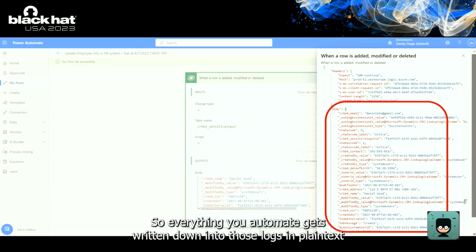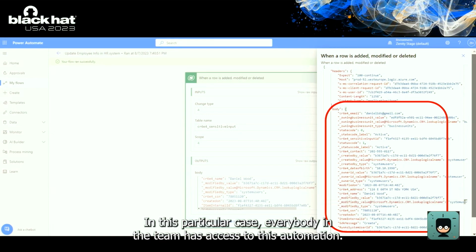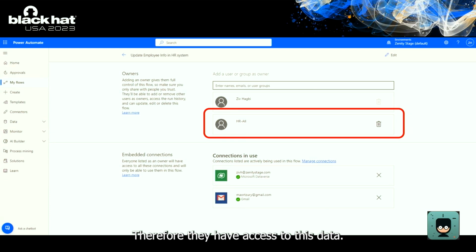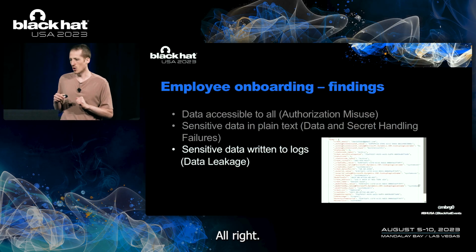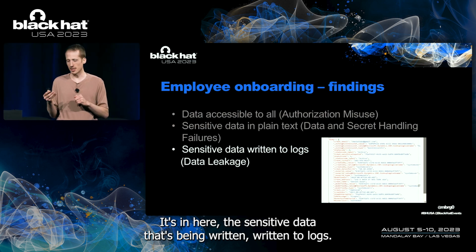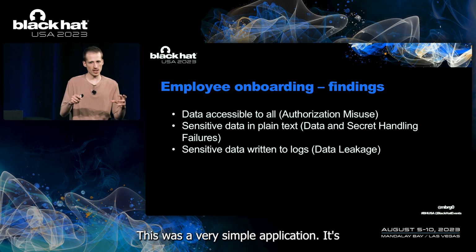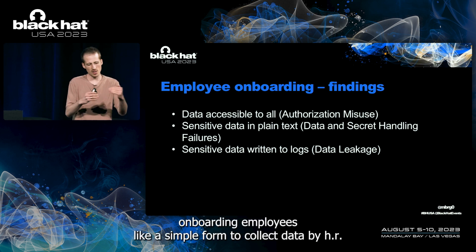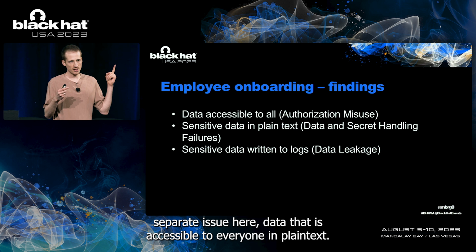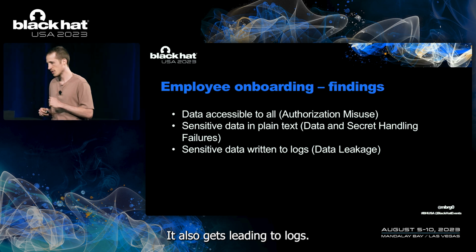So everything you automate gets written down into those logs in plain text, in a way that, in this particular case, everybody in the HR team has access to this automation, therefore they have access to this data. All right, and so this is the third thing that we've seen here, the sensitive data that's being written to logs. So recalling what we've seen, this was a very simple application, right? Onboarding employees, like a simple form to collect data by HR. And we've seen 3 separate issues here: data that is accessible to everyone in plain text, and that the same data also gets written to logs.